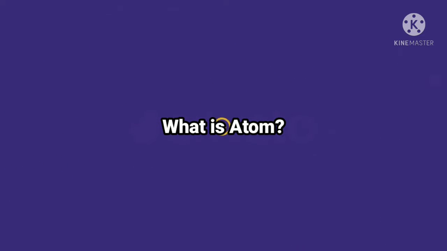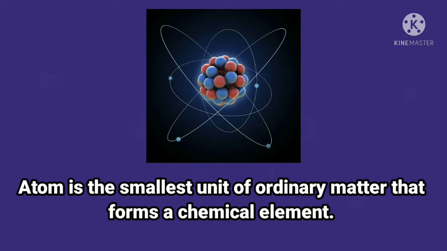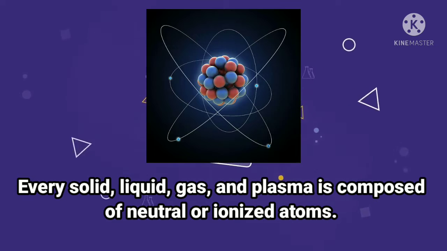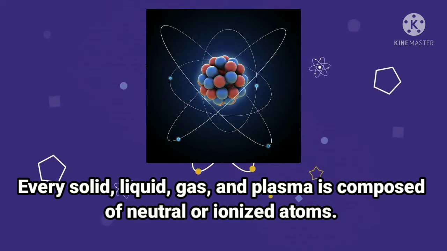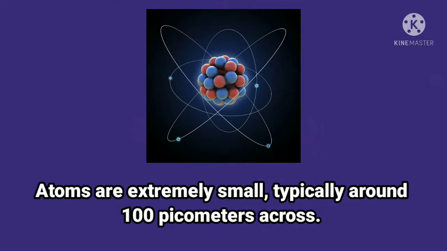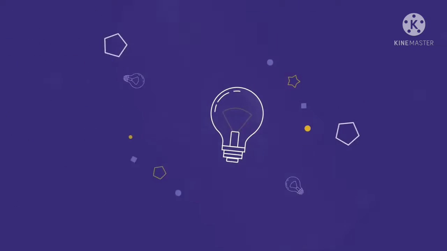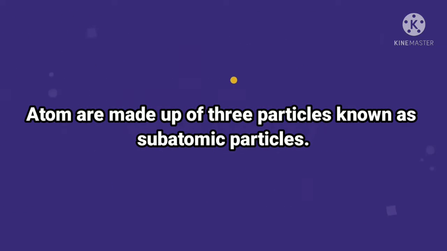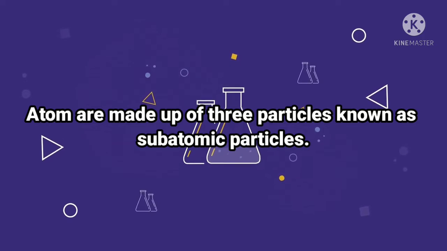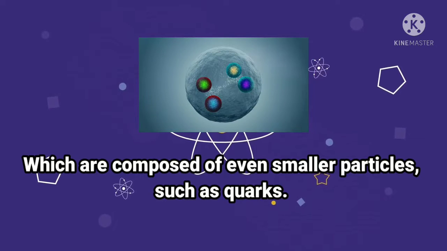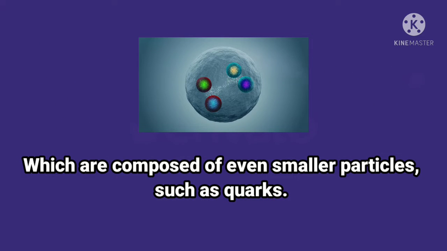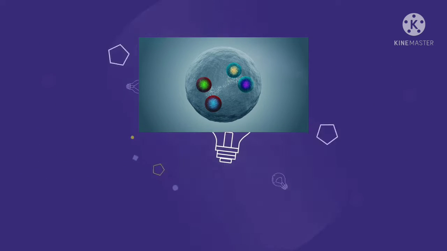What is an atom? An atom is the smallest unit of ordinary matter that forms a chemical element. Every solid, liquid, gas, and plasma is composed of neutral or ionized atoms. Atoms are extremely small, typically around 100 picometers across. Atoms are made up of three particles known as subatomic particles: protons, neutrons, and electrons, which are composed of even smaller particles such as quarks.